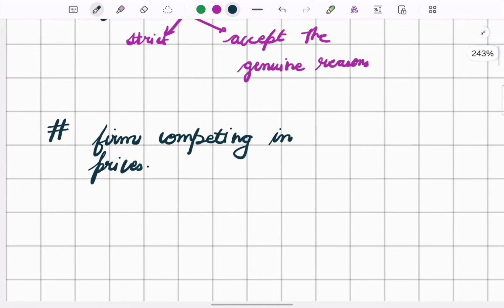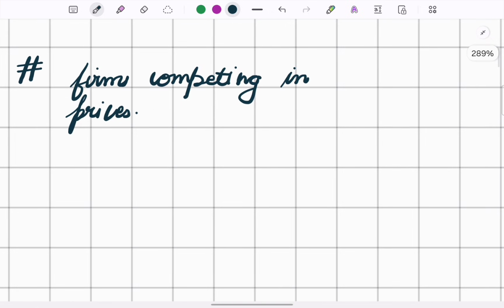So the scenario is, if you have two firms and they make a homogeneous product, the product of one firm can be easily substituted by the product of firm two. So in that scenario, each firm will try to capture the whole market by reducing the price level. So they will keep on lowering the prices.